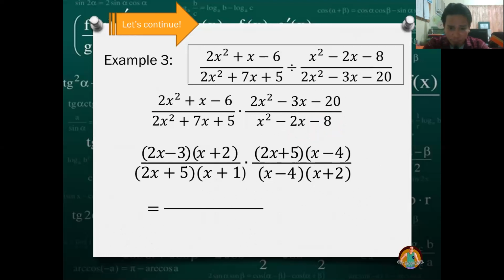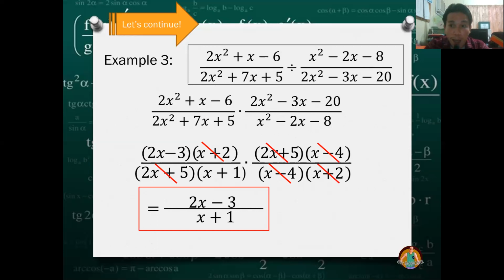Okay? Sige. So, let's go to cancellation. Cancel x plus 2 and x plus 2, 2x plus 5 and 2x plus 5. What else? Of course, x minus 4 and x minus 4. So, ano na lang yung natira? Yung natira na lang sa numerator is 2x minus 3 at sa baba naman is x plus 1 and that will be your final answer.